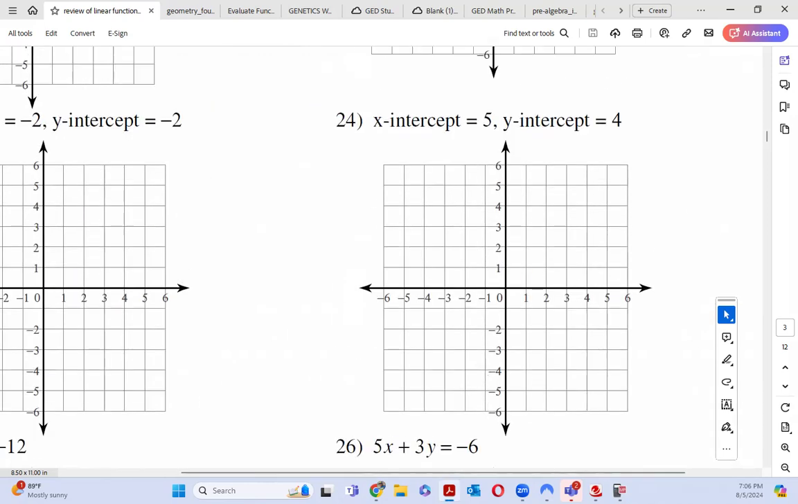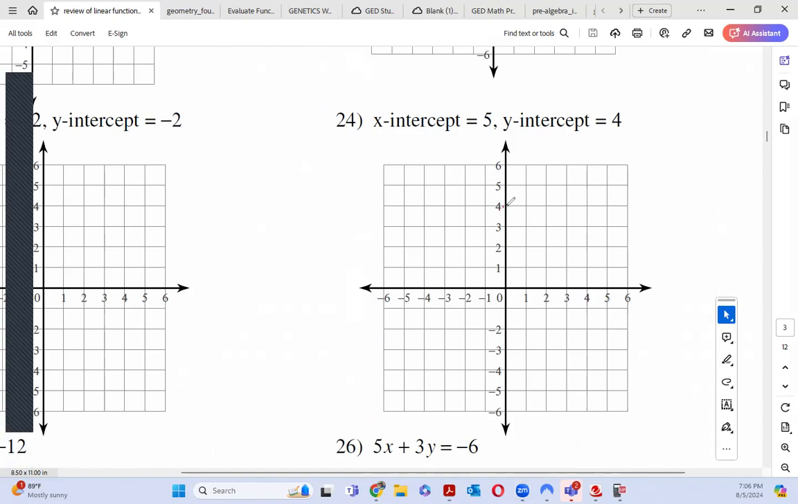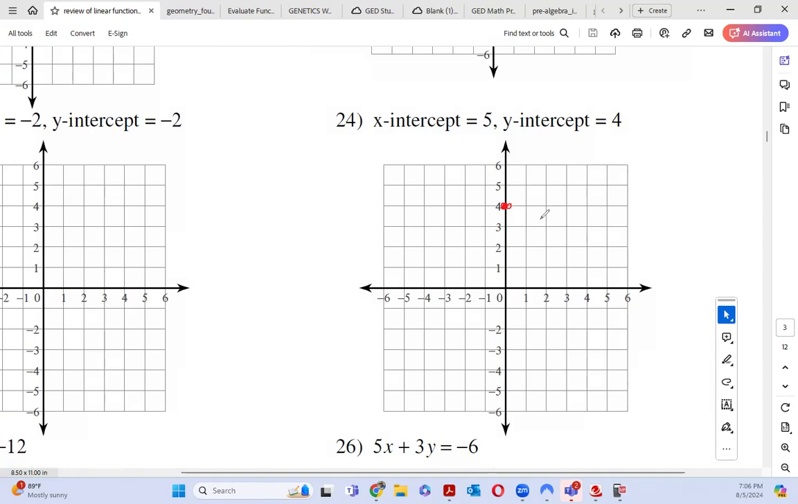Number 24. My y-intercept is 4. It's directly on the y-axis. My x-intercept is 5. It's directly on the x-axis. But when I connect my 2 points to draw a line, now you should see this is where your line crosses the x and y axis. You see it now? Right.